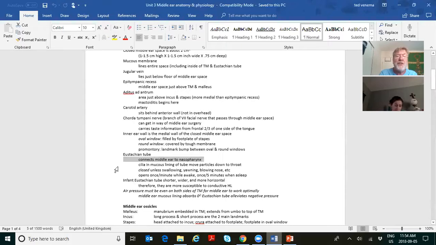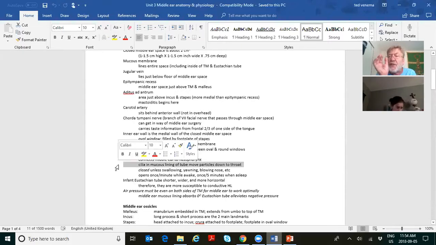And you have tiny cilia, tiny little hairs inside your Eustachian tube. And these tiny little hairs are always pushing down. They're always trying to drain the middle ear space. They're always pushing down. And so they're naturally trying to keep things out of the middle ear.